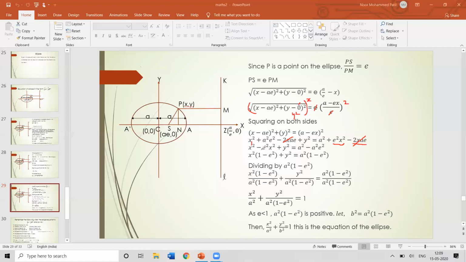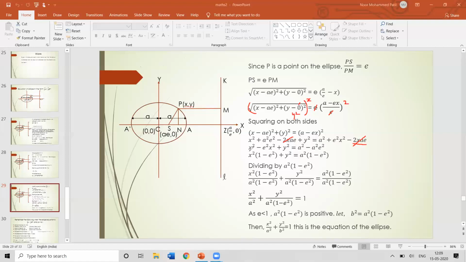x square minus e square x square. Okay. Similarly, here a square is there. Now here a plus sign is there, I will take it on the other side, so it will become minus. So finally you are going to get this: x square minus e square x square plus y square is equal to a square minus e square a square. This on the left side.